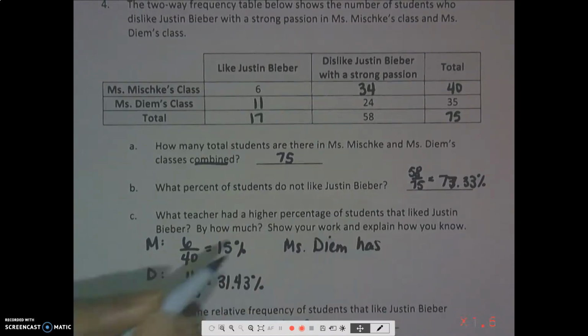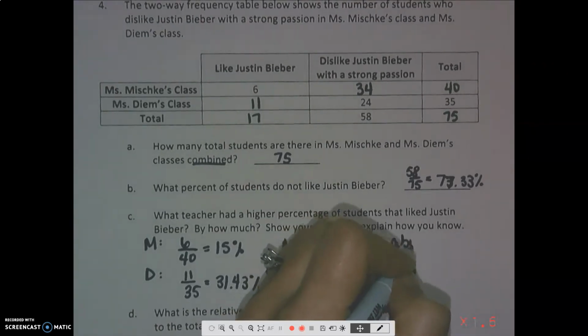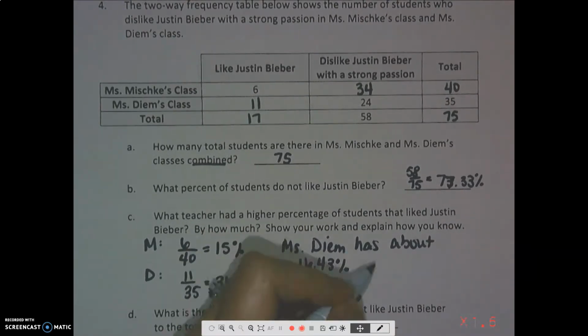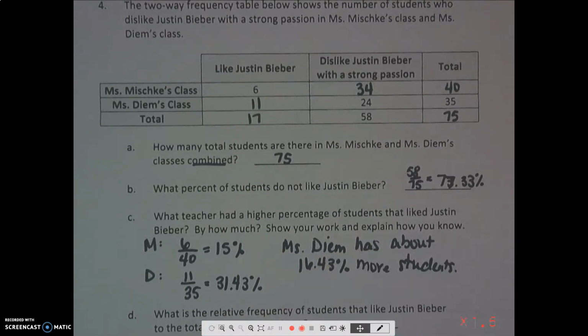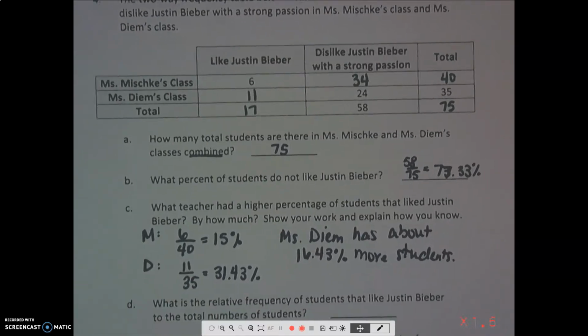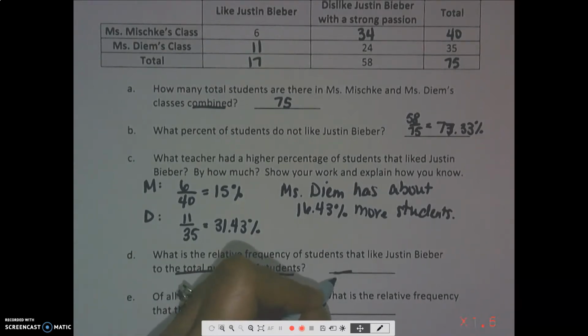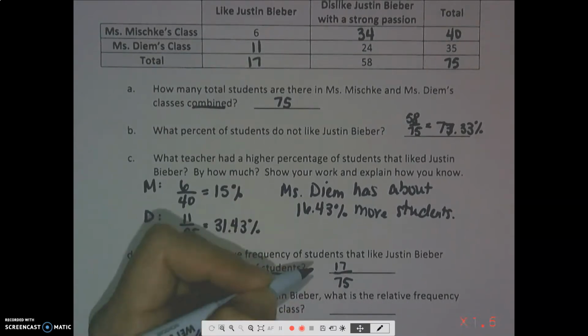And she has, if we subtract those, so she has about 16.43% more students. Okay, so all I did is I subtracted those two things to get that amount. All right, part D, what is the relative frequency of students that like Justin Bieber to the total number of students? All right, so that means that our denominator here is going to be 75 because it's the total number of students. So that's 17 out of 75.